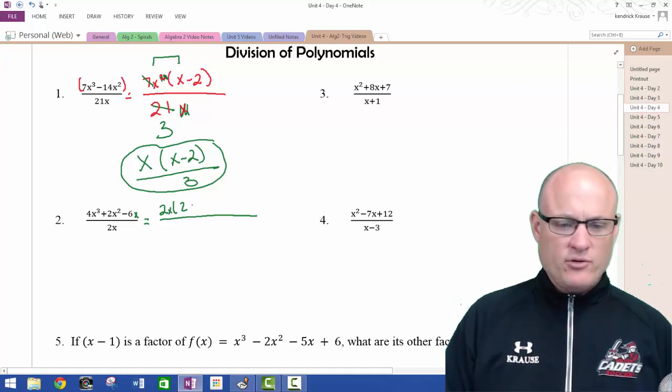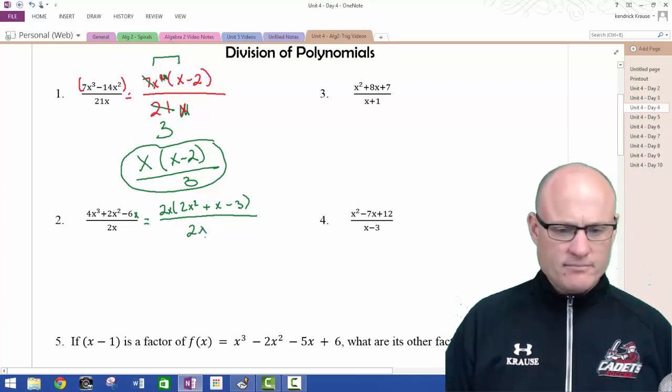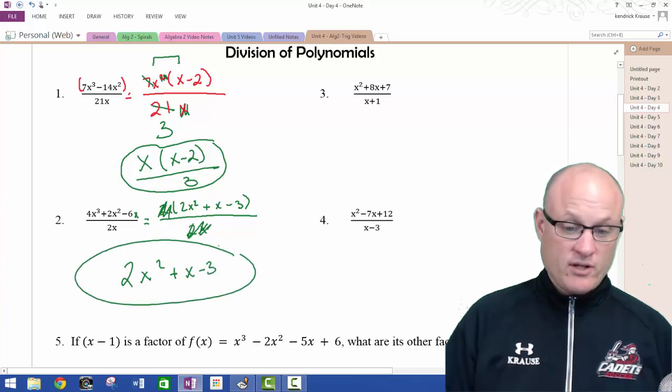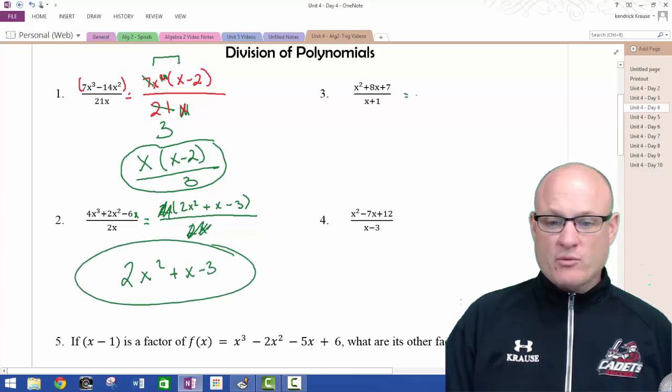And I'm left with 2x squared plus x minus 3. I believe that's right. Yeah, definitely right. Well, now I can just cancel that 2x with that 2x, and I'm left with 2x squared plus x minus 3. See ya. This one will factor the numerator.